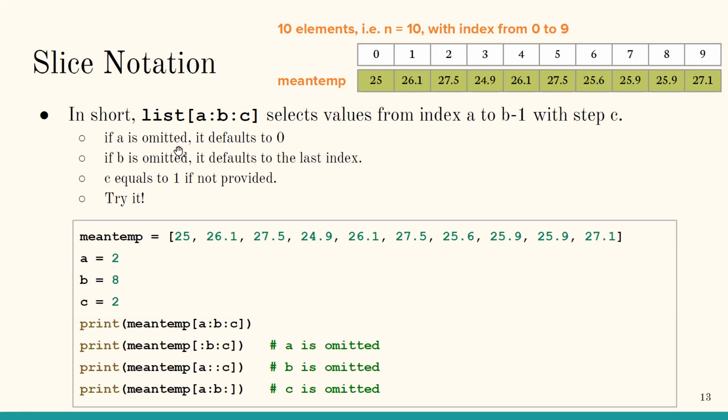Okay, this is just like a summary. So if you have 3 numbers in your bracket, A, B, C, if A is omitted, then the default will be 0. If B is omitted, then it will be all the way to the last index. If C is omitted, if you don't have the third number here, you assume that it's equal to 1. Okay. So there are different examples in here. You can try that on your own.